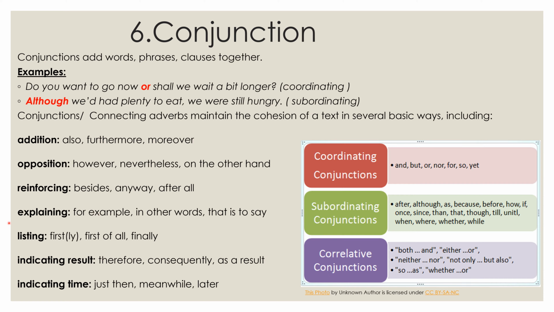When you want to explain something, you can use these connectives. For example, in other words, that is to say. When you are listing something, then you are going to use these conjunctions: firstly, first of all, finally. When you want to indicate some results, then you are going to use these conjunctions: therefore, consequently, as a result. And when we are indicating time, you can use these conjunctions.